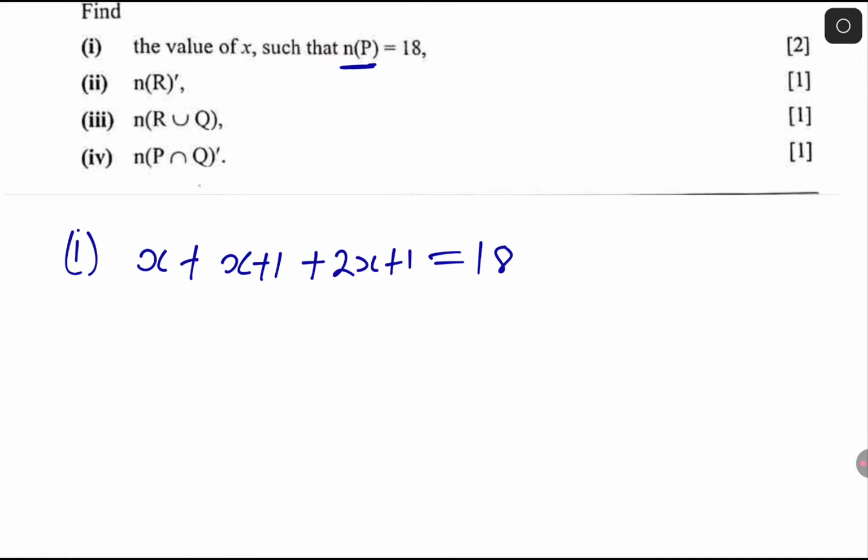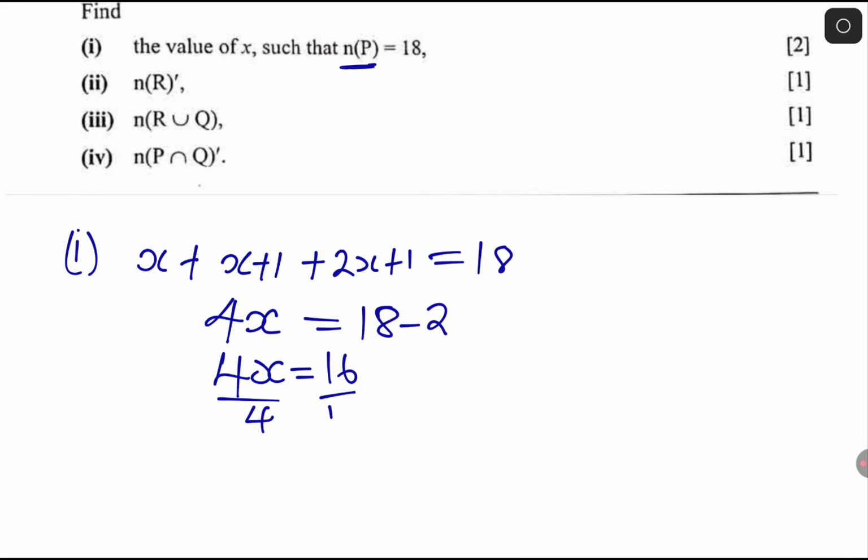So what we do, collecting like terms, we have x and 2x. This eventually will give us 4x. We've got 1 and 1, which give us 2. When 2 goes to the other side, this becomes 18 minus 2. And this will give us 4x is equal to 16. When we divide throughout by 4, you get x to be equal to what? To 4. Imagine they are giving you 2 marks for this. Isn't this nice? So for doing this, you get your 2 marks.